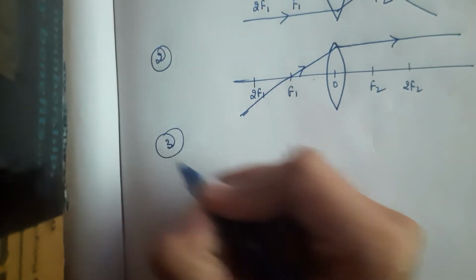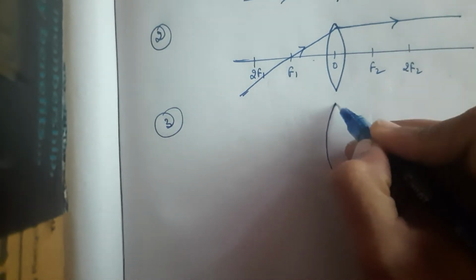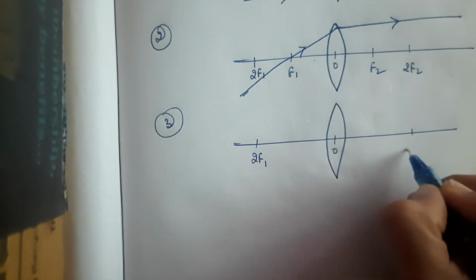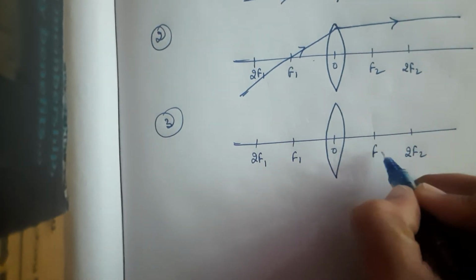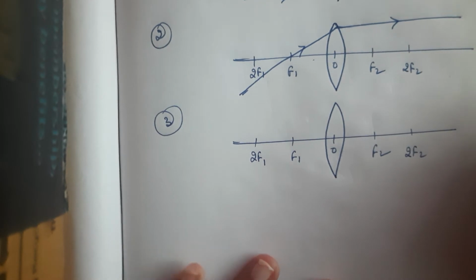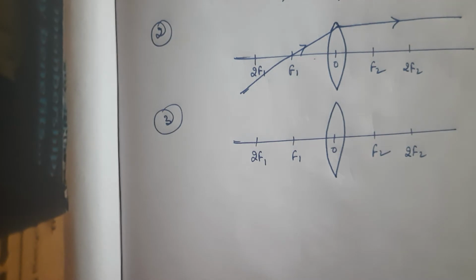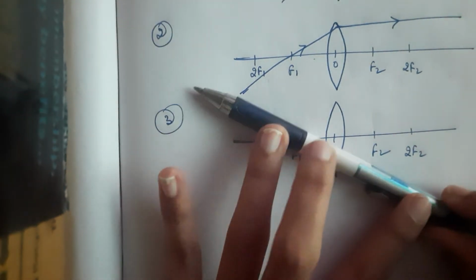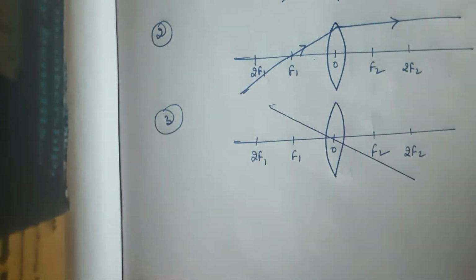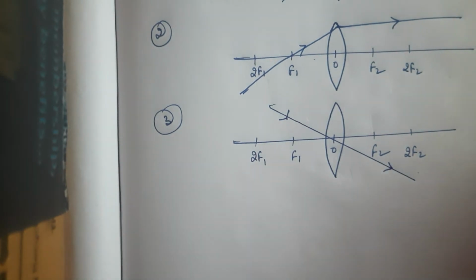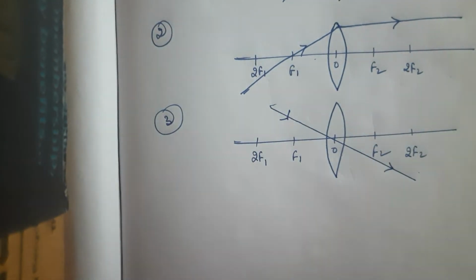Let's move to case number 3. So rule number 3 is that the light ray passing through the optical center suffers no refraction, right? It suffers no refraction, no bending. It just goes straight. Okay, so for that I will be needing a scale. I'm having this pen here. I can draw it. So I'm just telling that the ray of light passing through the optical center goes straight without any bending. So this is your rule number 3.